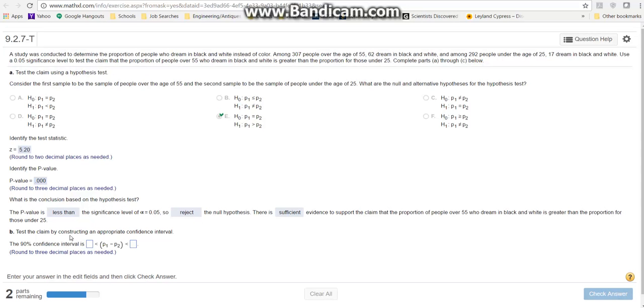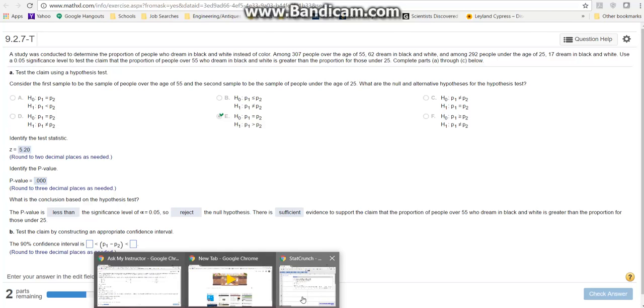So now what they want us to do is construct a 90% confidence interval. But there's a twist to this problem. And the twist is this. When I did the hypothesis test, it was a one-tailed test. By definition, confidence intervals are two-tailed. So that means I have to have 0.05 in each tail.